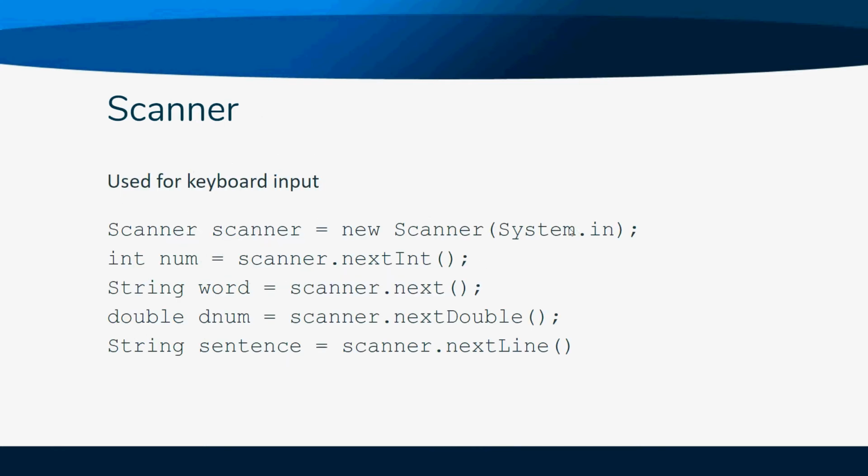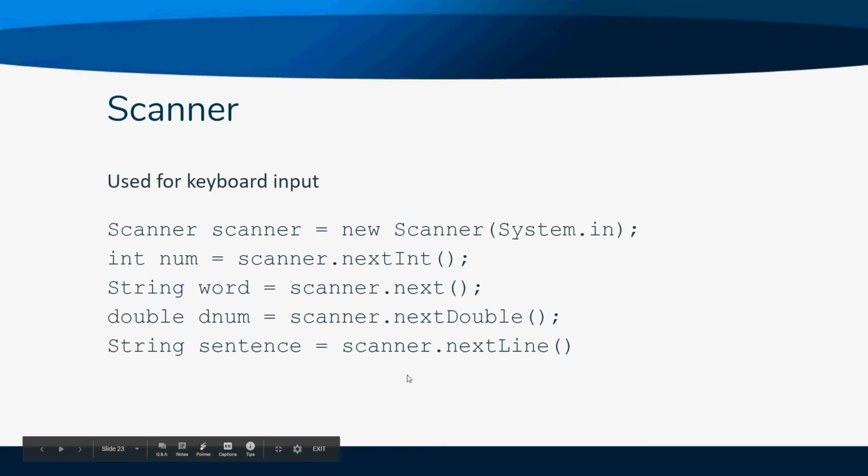Okay, now the Scanner is used for keyboard input. And I want to show you this because the Scanner makes reading from the file super familiar for you, because you've already done it before. Normally we say Scanner, whatever it is, equals new Scanner(System.in). We usually prompt the user for a number or a word or a double or a sentence. And so I have nextInt, next, which just reads the next word, nextDouble, which reads the next decimal number, and nextLine, which reads an entire line.